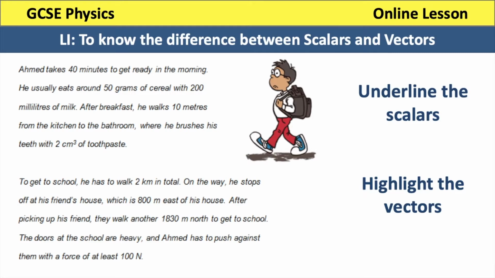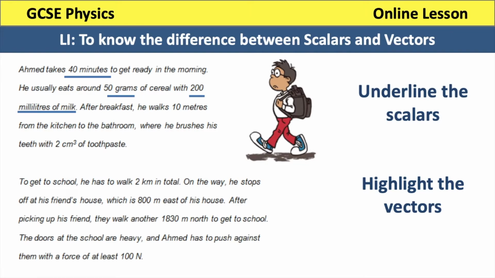That 40 minutes is the first quantity that we have. Now 40 minutes does not have a direction, and because it doesn't have a direction, that would make this a scalar quantity. It says he usually eats 50 grams of cereal. 50 grams, again, would be a scalar because it doesn't have a direction. You can't say, for example, he has 50 grams north of cereal. That wouldn't make any sense. Likewise, the 200 millilitres of milk that he has is also a scalar.